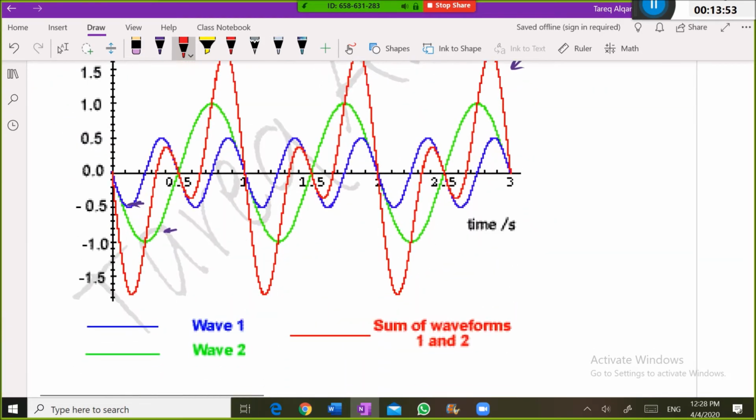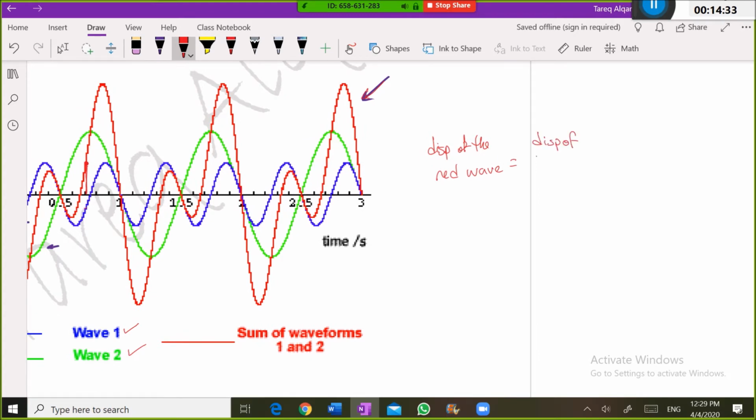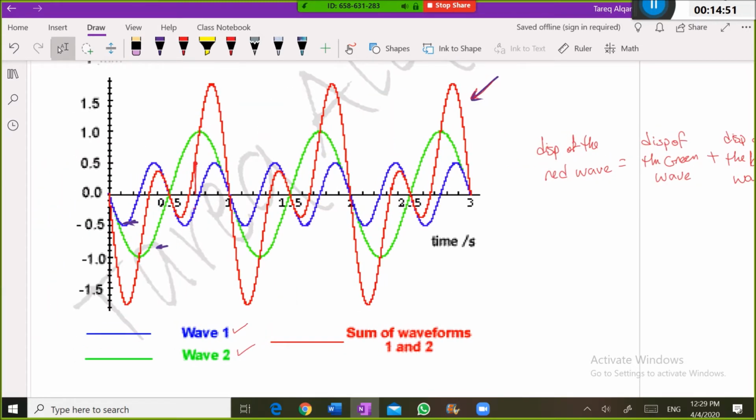What does this mean? Here, guys, we have two waves, the blue one and the green one. When they meet, they will form the red one, like this. At each position in this wave, the displacement of the resultant wave, listen to me, guys, the displacement of the red wave is the sum of the displacement of the green and the displacement of the blue one. So if I add the displacements at each position or at each moment, I will get the red one.